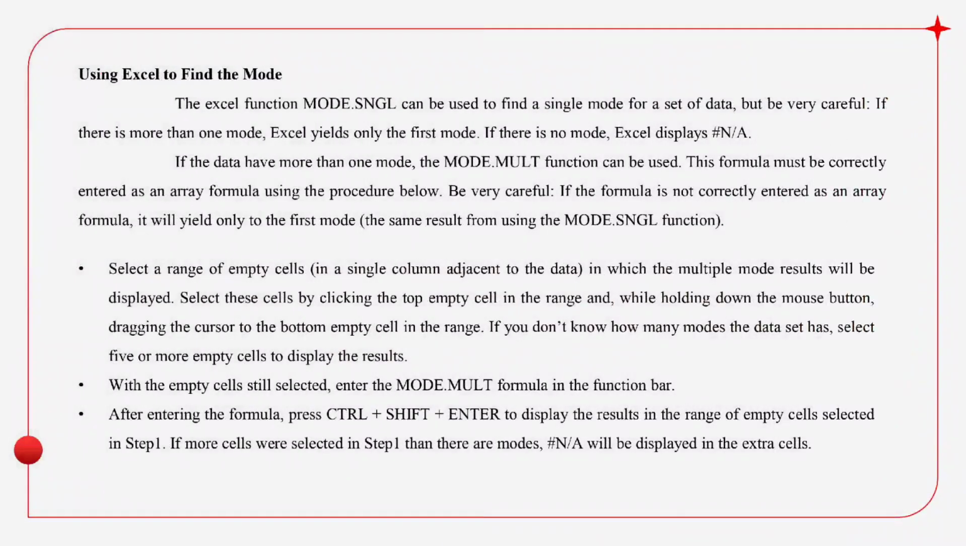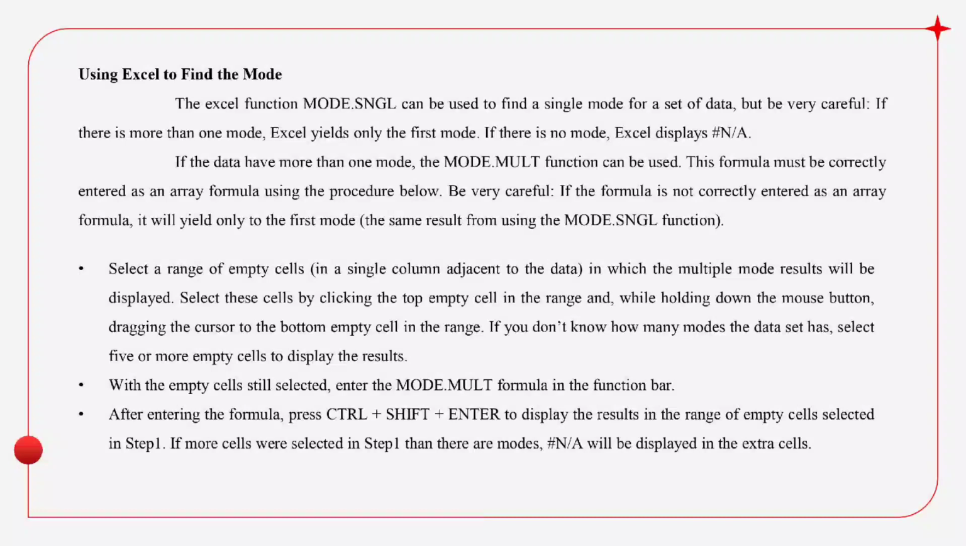Using Excel to find the mode. The Excel function MODE.SNGL can be used to find a single mode for a set of data, but be very careful. If there is more than one mode, Excel yields only the first mode. If there is no mode, Excel displays #N/A. If the data have more than one mode, the MODE.MULT function can be used.